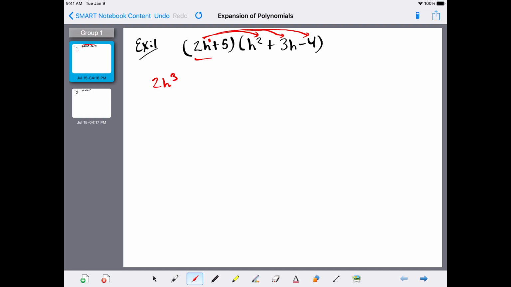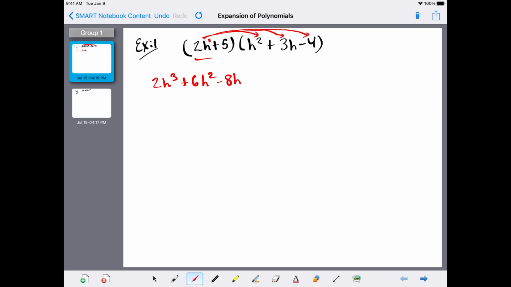So we have 2h cubed, and then we multiply the 2h by the 3h. So same thing, here we get 6h squared. So 2 times 3 is 6, and then the h times the h is h squared. 2h multiplied by negative 4 is negative 8h.